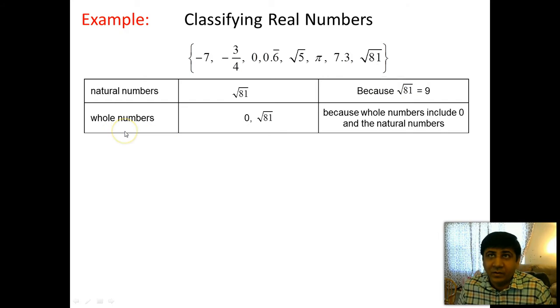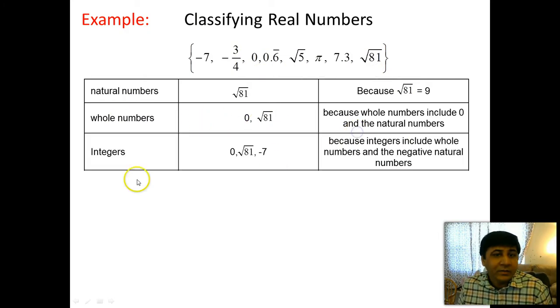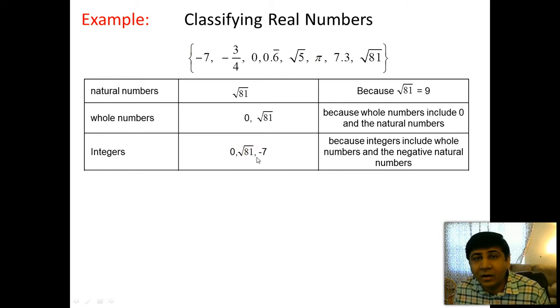Let's look at whole numbers. If you pay attention to the previous slide, we talked about how natural numbers are the basic counting numbers, and whole numbers are what we get if we add 0 to the counting numbers. So 0 and the square root of 81 are our whole numbers in this set. Let's look at integers. Integers go one step further. We want counting numbers, we want whole numbers including 0, and then we want negative whole numbers as well. The negative whole number is this one, and the other two we already talked about. So these three, 0, the square root of 81, and -7, are our integers.